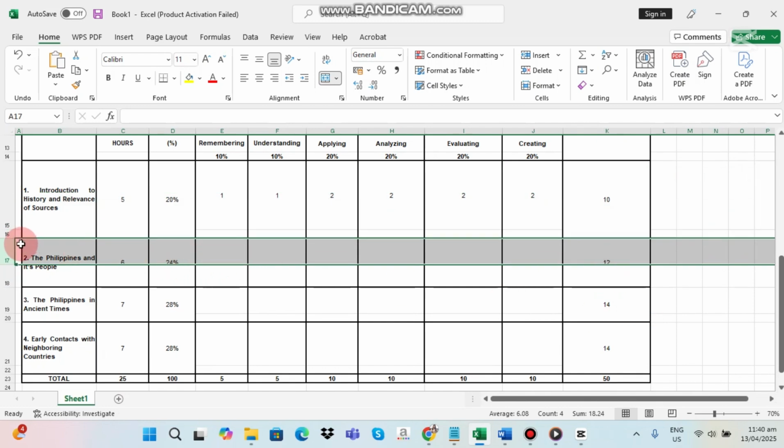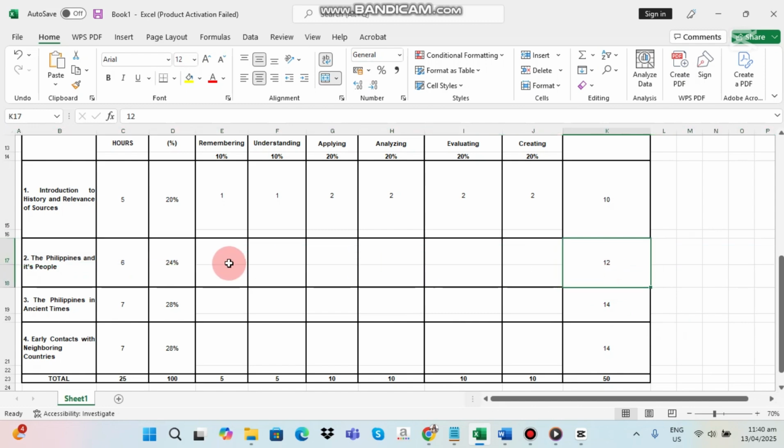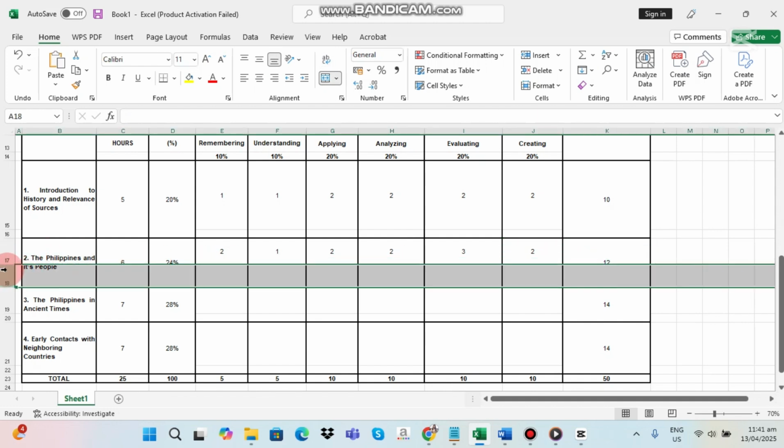For the second topic, it must be 12 in total. So for example, we have two items, then one for understanding, and then two, two, and then three, and two. Let's add: 2 plus 1, 3, 5, 6, 7 plus 3 is 10, plus 2 equals 12. So this is correct.